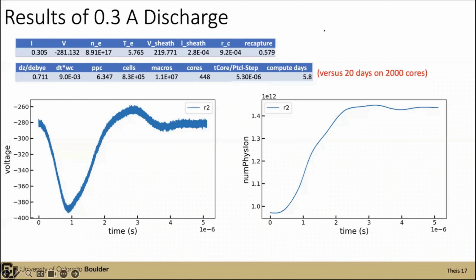So finally, I'll go over some results for a 0.3 amp discharge. I want to start out by emphasizing that earlier I quoted a computational time of 20 days on 2,000 cores. And so I was able to run this simulation to steady state in about 6 days on about 500 cores. So that's about a 16 times speed up, which is very significant and makes this simulation a lot more tractable. But this is a 0.3 amp discharge, which is right in the middle of the regime I want to be looking at. This is definitely an industrially relevant magnetron discharge.